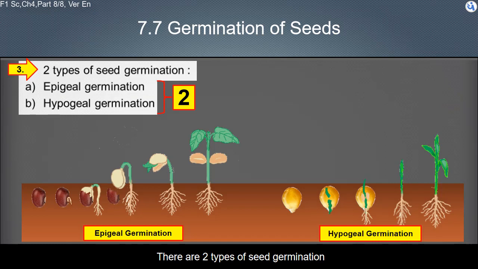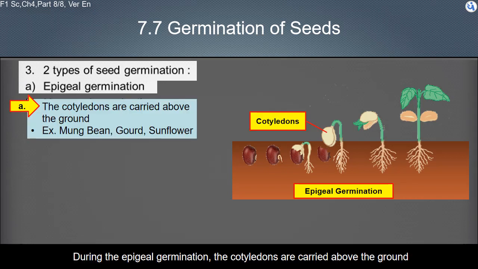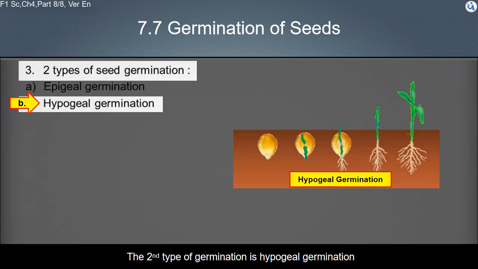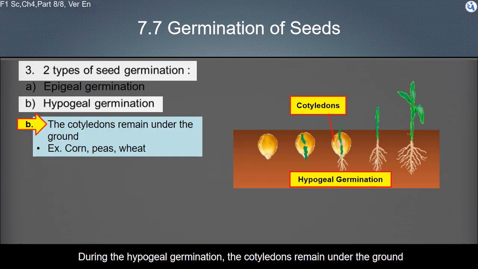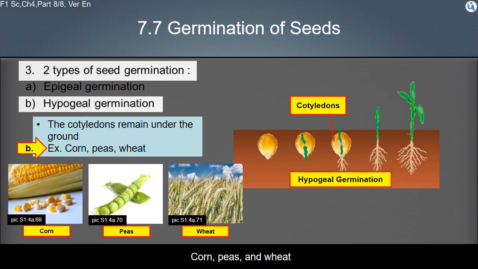There are 2 types of seed germination. The first is epigeal germination. During the epigeal germination, the cotyledons are carried above the ground. Examples of plant seeds which germinate via epigeal germination are mung bean, gourd, and sunflower. The second type of germination is hypogeal germination. During the hypogeal germination, the cotyledons remain under the ground. Examples of plant seeds which germinate via hypogeal germination are corn, peas, and wheat.